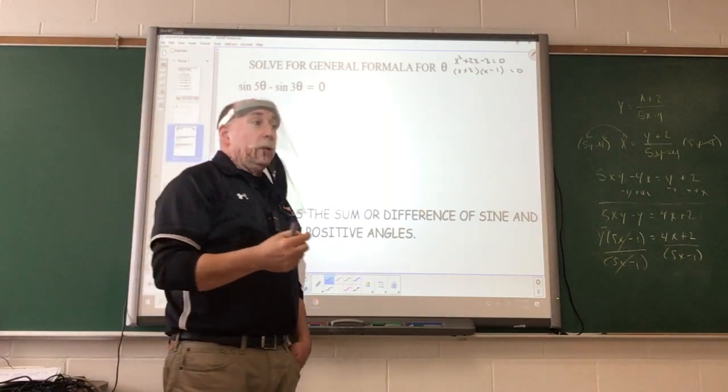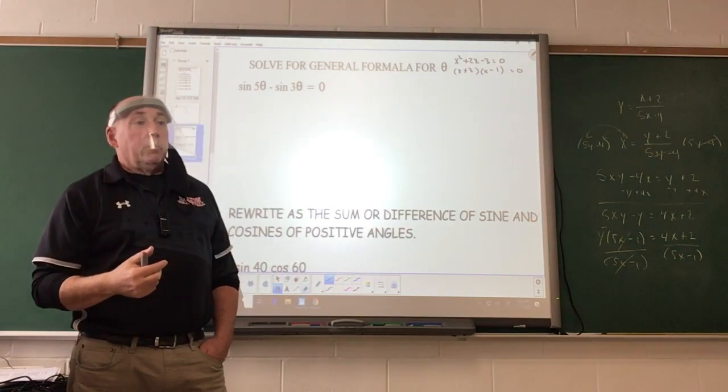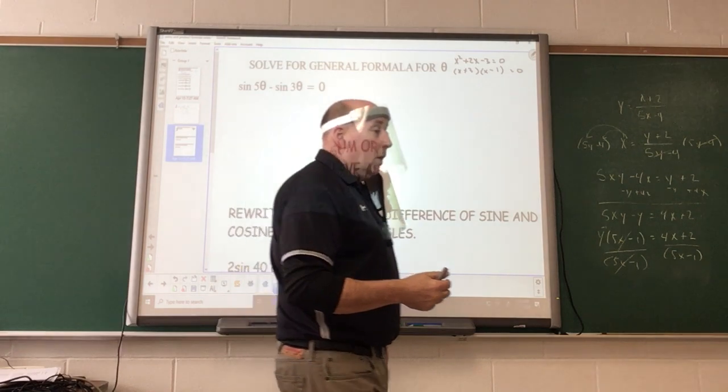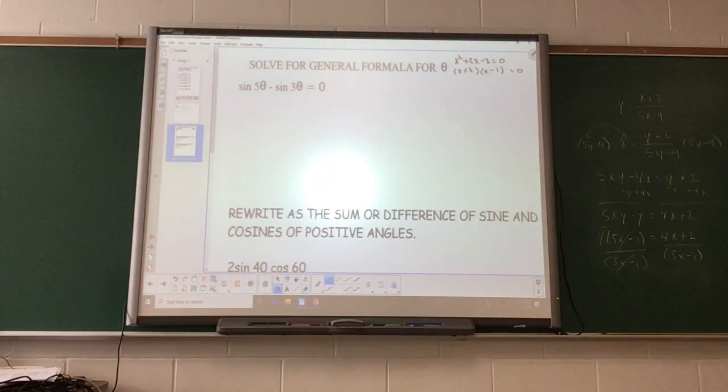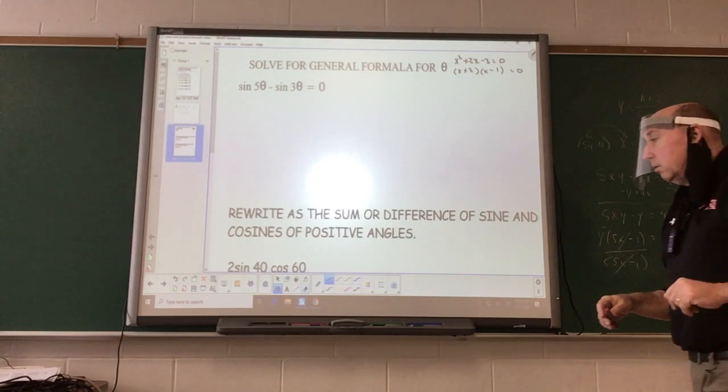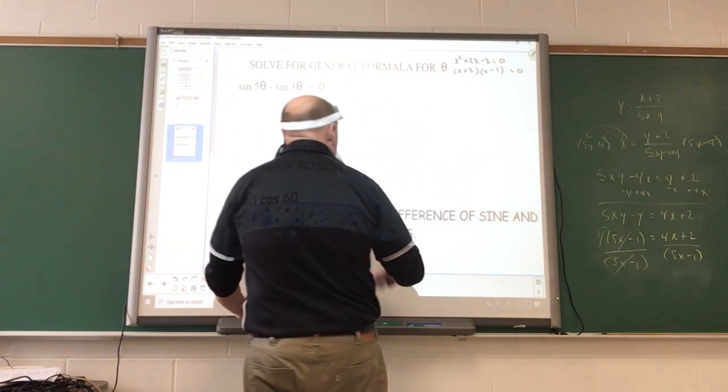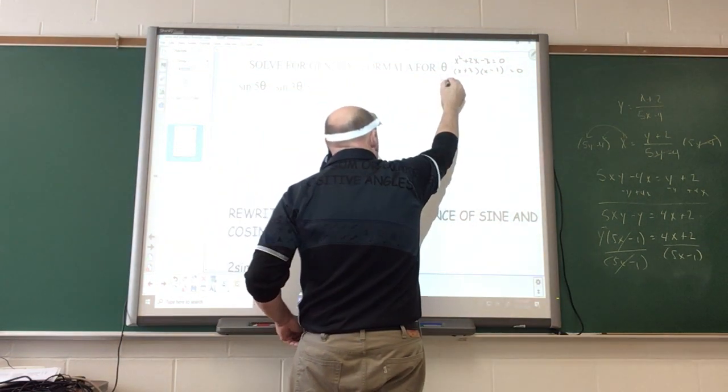We've transformed it into a multiplication problem. Why do we transform this into a multiplication problem? Because what we utilize at this point is what is called the multiplication property of 0. If things are being multiplied together equals 0, one of those things must equal 0. So we're going to use the multiplication property of 0.